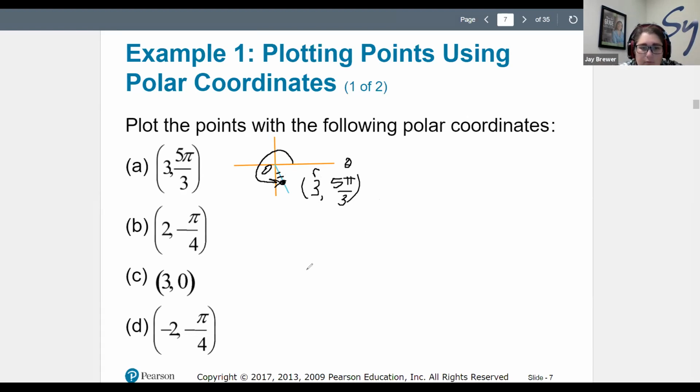So okay, so the next one we're looking at is 2, negative pi over 4. So again, we're going to end up in the fourth quadrant.